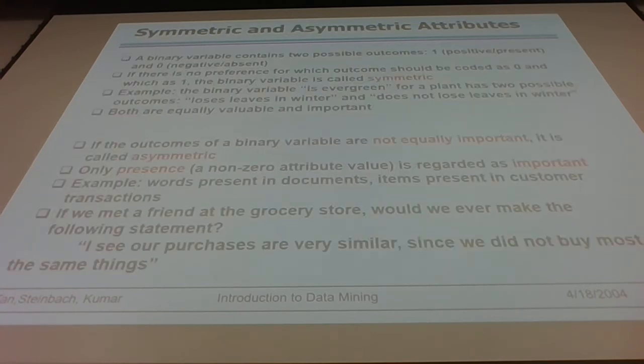Then there are symmetric and asymmetric attributes. Symmetric attributes have two values, both equally important. Asymmetric attributes can also have 2, 3, or 4 values, but for symmetric attributes all values are equally important. For asymmetric, all values are not equally important.